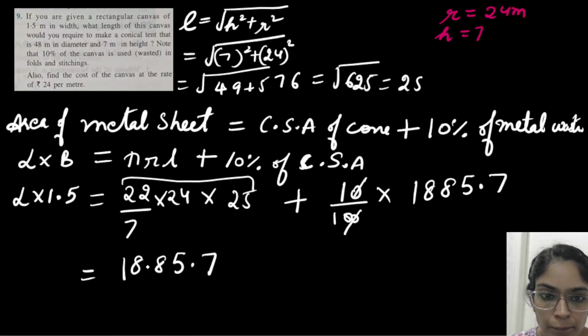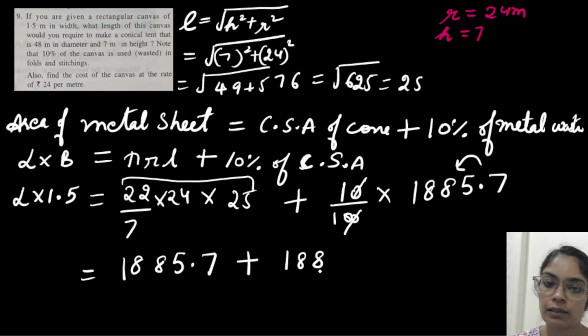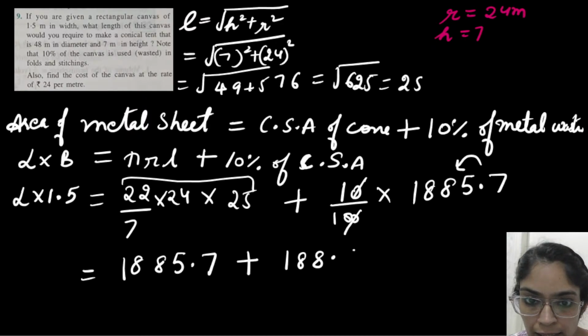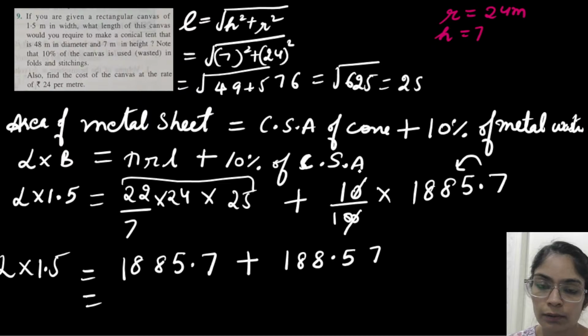So this will become 1885.7 plus, because 110 is there at the denominator, this will become 188.57. The decimal will move towards the left side because of this 10 at the denominator. Just add them. So here I have L into 1.5. Just add them.